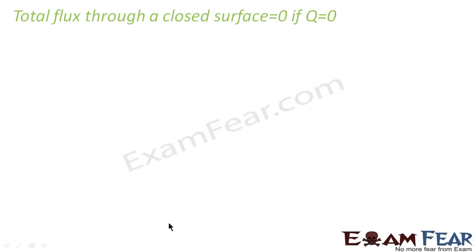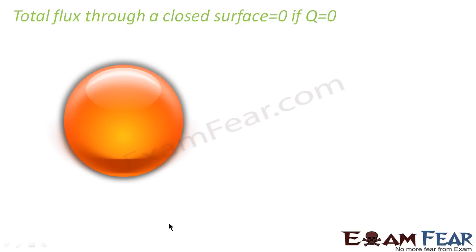Now let us try to look at the situation the other way round. Let us suppose we have a closed surface such that there is no charge inside the surface. So according to Gauss law, the total flux through this surface should be equal to 0 because there is no charge enclosed. So how do we prove this? Let us suppose this is a closed surface.